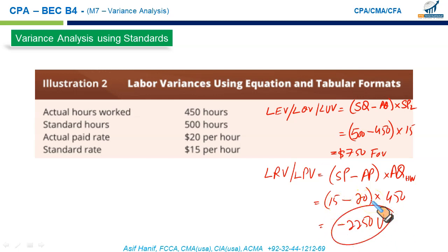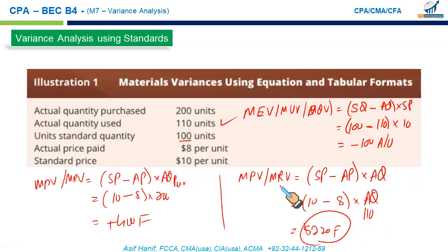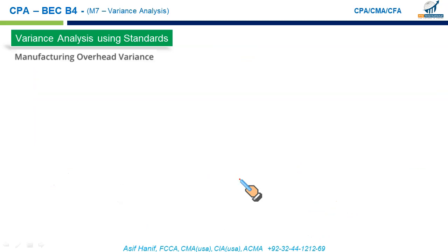So this is how you can calculate. Remember, your total labor variance is the sum of these two, efficiency plus rate. And similarly, your total material variance is the sum of efficiency and price. So this is just for the further detailed identification of where things went wrong. Was the problem labor rate or labor efficiency, or was it material efficiency or material rate? So we need to pinpoint what exactly went wrong.